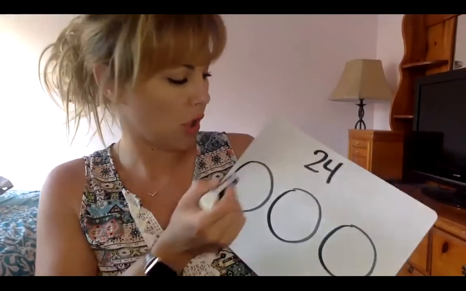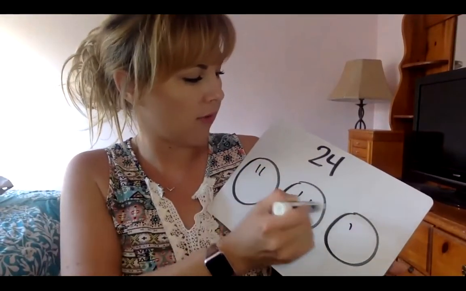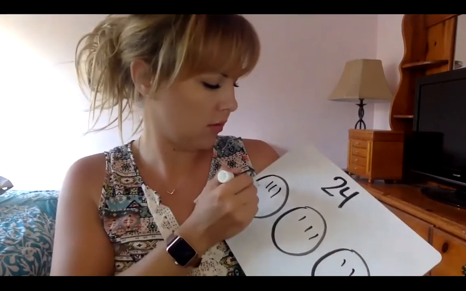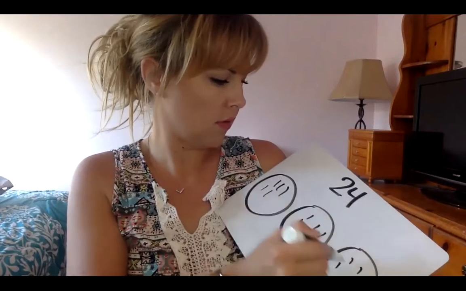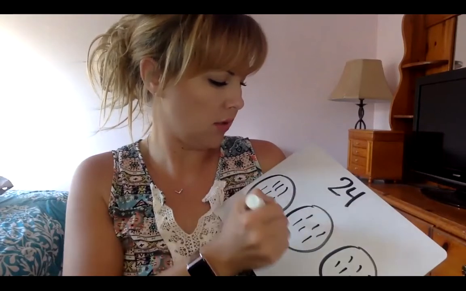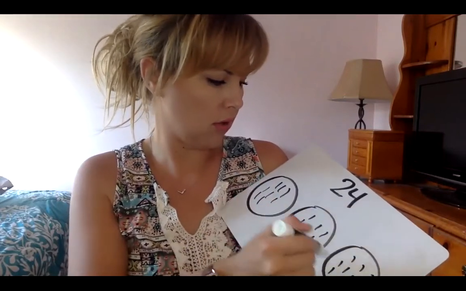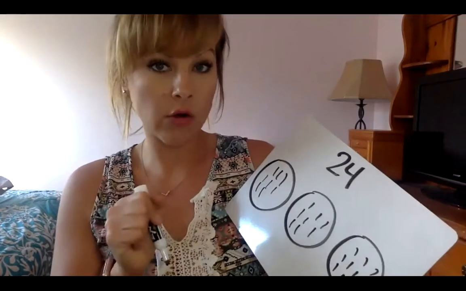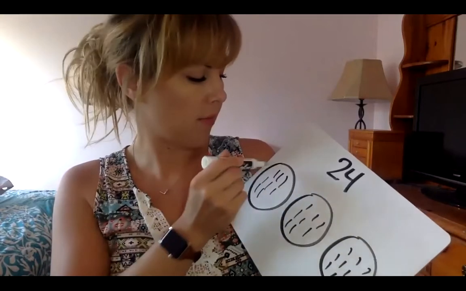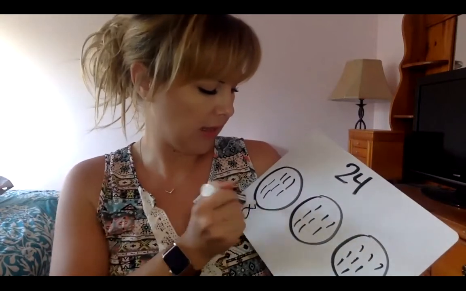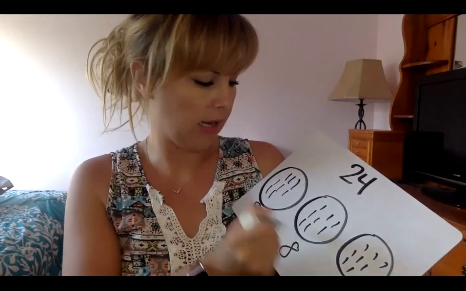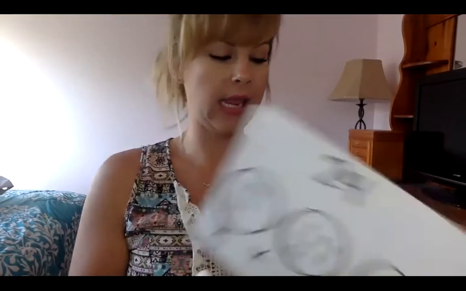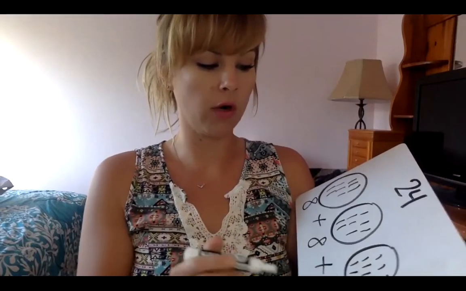And then what you could do is just go 1, 2, 3, 4, 5, 6, 7, 8, 9, and then all the way until you get to 24. 18, 19, 20, 21, 22, 23, 24. Okay, so I counted 24, and when I counted those up and divided them, I have 6, 7, 8. There's 8 in this group, 8 in this group, and 8 in this group. Okay, and if I add 8 plus 8 plus 8, my answer is actually 24.